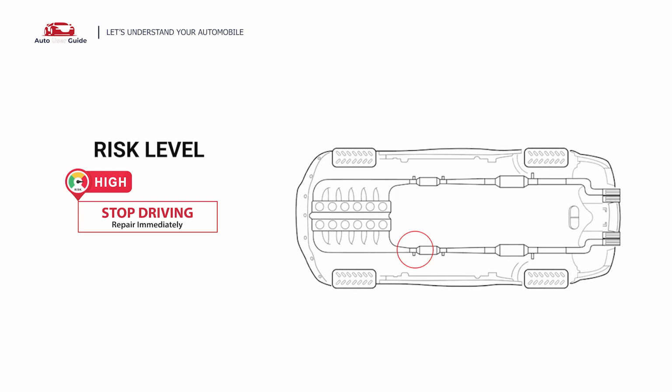This engine code indicates that the engine is running too lean, not enough fuel, in the exhaust system for that specific bank of cylinders. This often triggers a check engine light and can lead to poor engine performance and increased emissions. Under this circumstance, stop driving and repair your vehicle immediately.